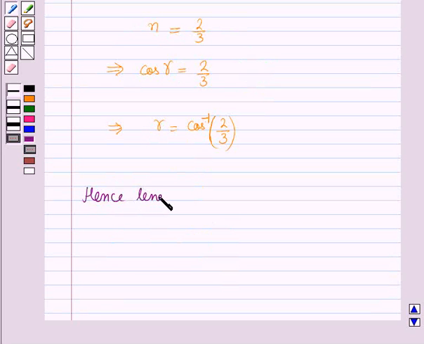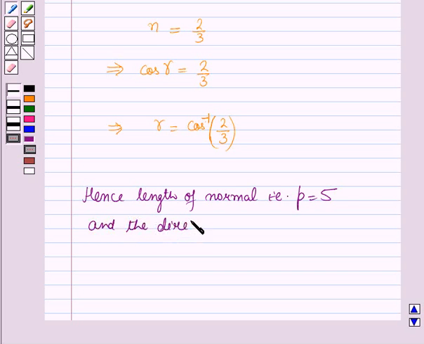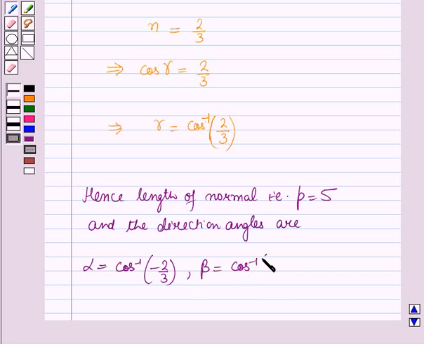Hence, the length of the normal, that is P, is equal to 5, and the direction angles are alpha = cos inverse of −2/3, beta = cos inverse of −1/3, and gamma = cos inverse of 2/3. So this is the solution of the given question, and that's all for this session. Hope you all have enjoyed the session.